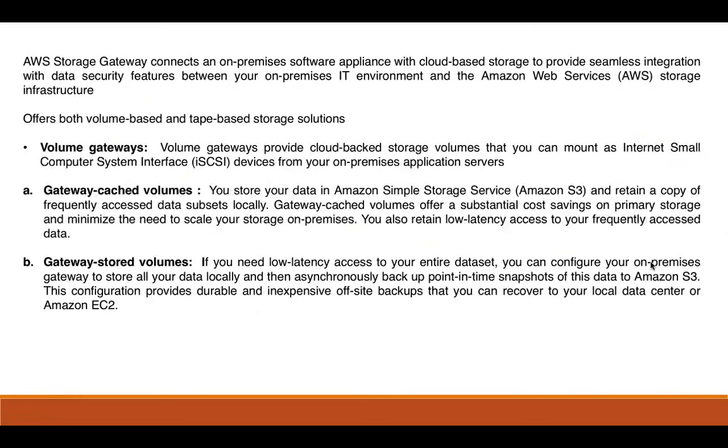Next, we have the gateway stored volumes. It is quite opposite to gateway cached volumes. In the gateway stored volumes, the entire data is being stored in your physical disks in your data center in NAS, DAS, direct attached storage, storage attached network, network attached storage. But you use the S3 only for purely backup and archival.